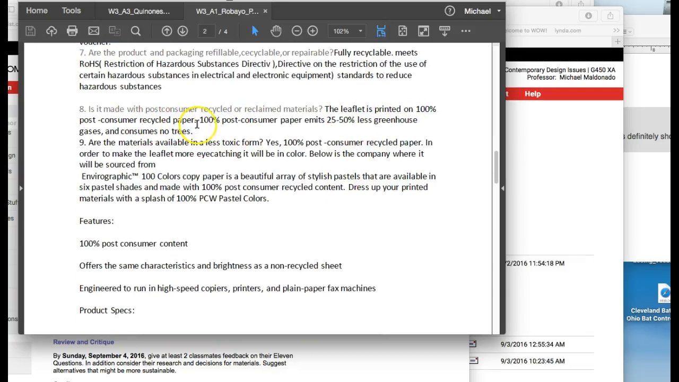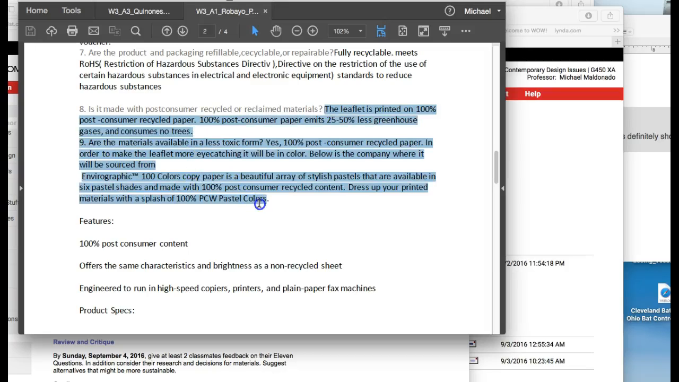100% post-consumer paper. And this doesn't, we need facts here. And this is the part I was getting into earlier in the announcement and actually last week, and actually in week one, talking about materials. You have to back this stuff up with fact. Okay, so you can't just say the leaflet is printed on 100% post-consumer recycled paper. That doesn't mean anything to us at this point.